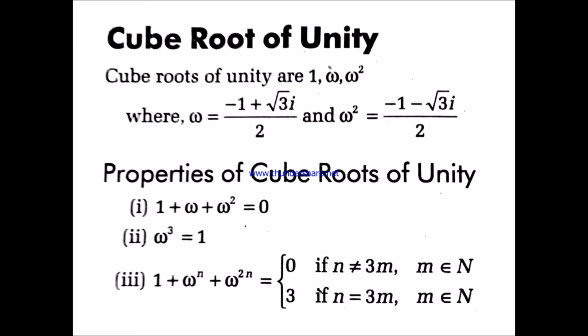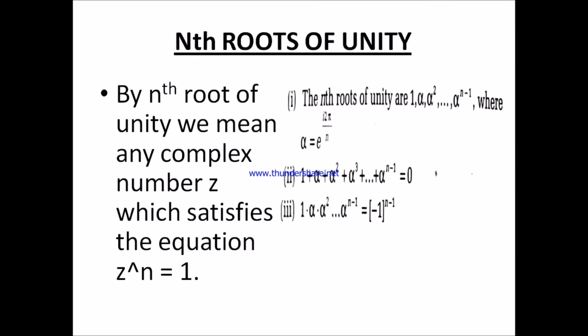Now, why do we write it as omega and omega square? If we square any one of these, we will get the other value. So what are the cube roots of unity from now? 1, omega and omega square. Understood? Let's move to some properties of the cube roots of unity. If we add all these cube roots, it will yield 0. Why? Because the sum of all the nth roots of unity is always 0, which we learned previously.